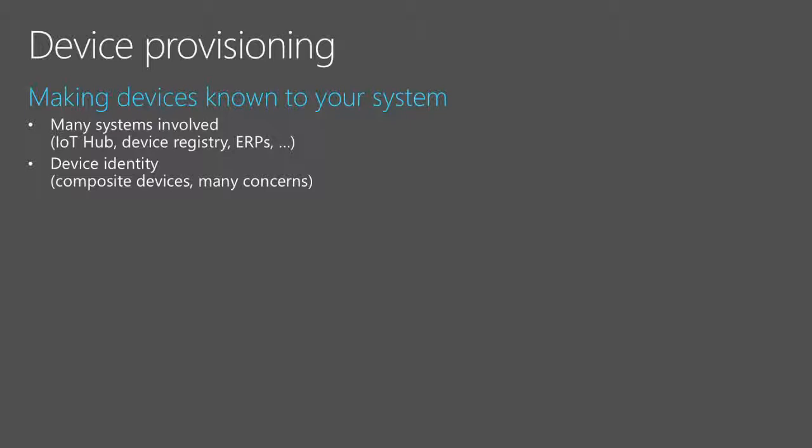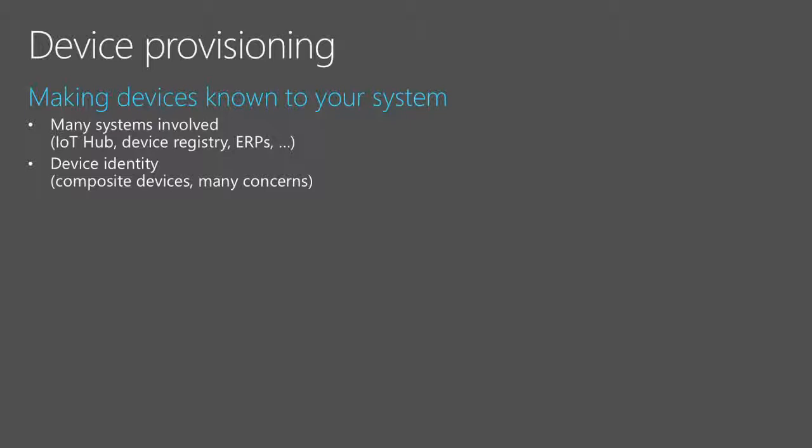There are going to be ERPs, there are going to be other parts of your operational systems. Not only that, the device identity is also a complex concept. You could have composite devices. Think about an airplane or a train, which might not be one device inside IoT Hub. You could have multiple sub-devices that are connecting independently to the IoT Hub.